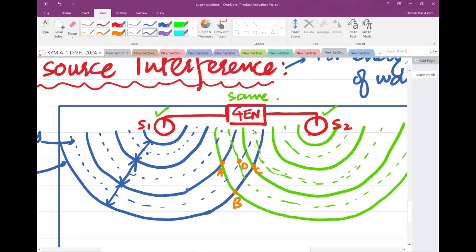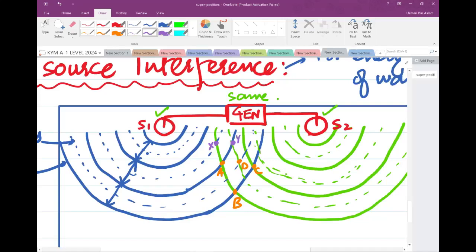Like if you can see at this point, I'm using a purple dot. There is a bold line coming from S2 and there is a dotted line coming from S1. So this will be a position where destructive interference will take place. Similarly, if I show you this point, let's call this X and let's call this Y. At Y, there is a bold line from S1. That means there will be a crest from S1 and there will be a trough from S2.